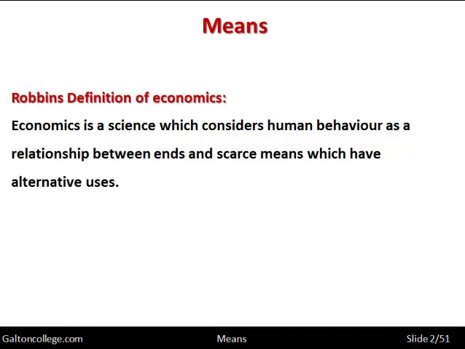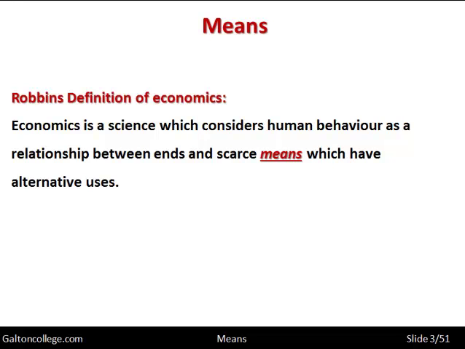In this video, we're going to deal with means. Now, we get this term from really the Robbins definition of economics. The Robbins definition is an extremely famous definition of economics, one well worth committing to memory. It says that economics is a science which considers human behavior as a relationship between ends and scarce means which have alternative uses.